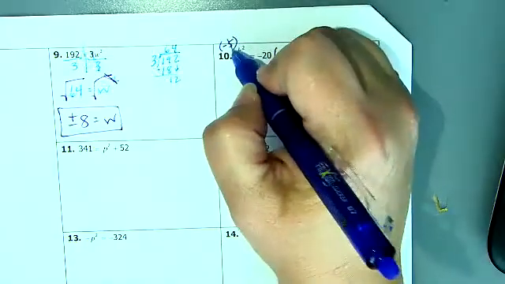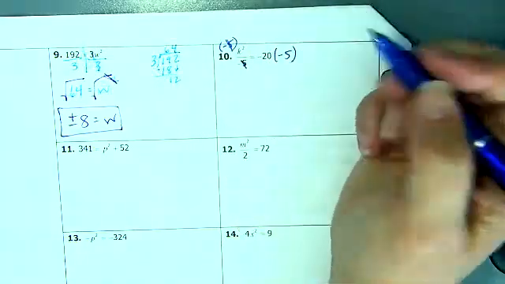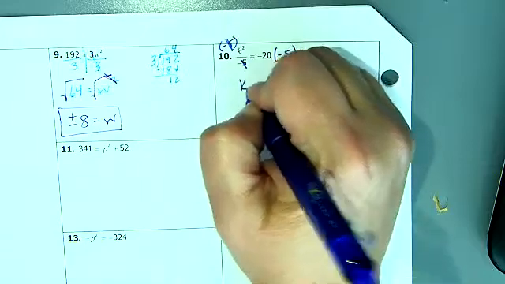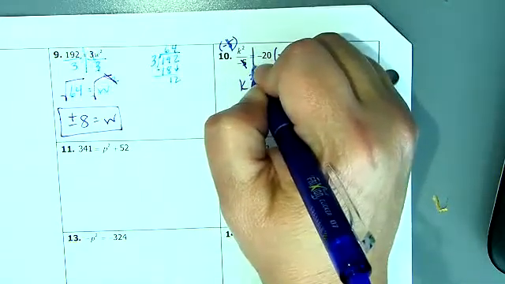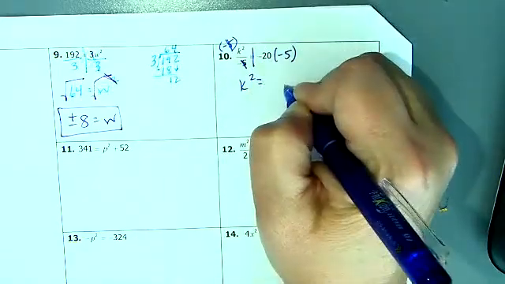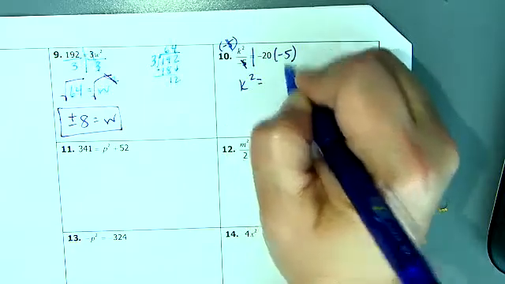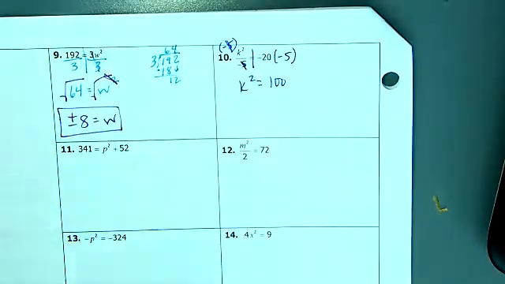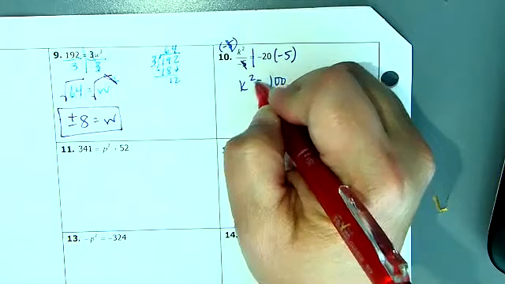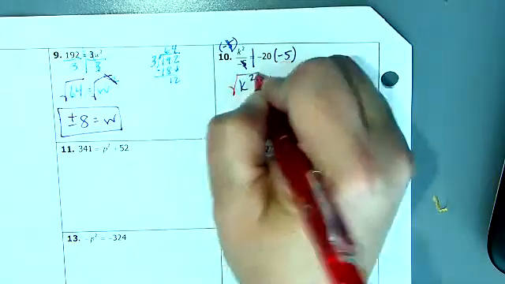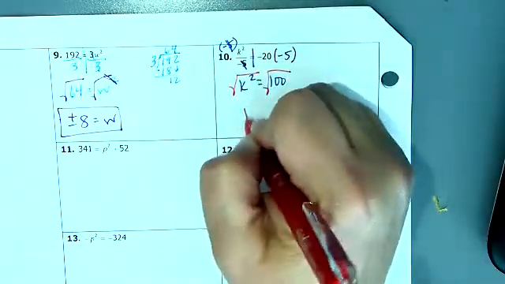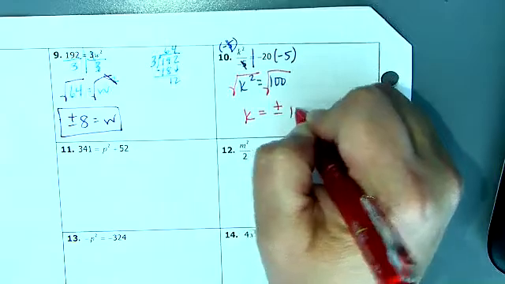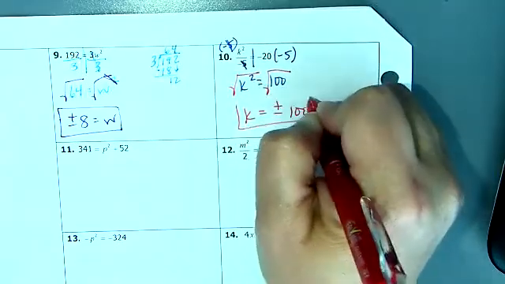When I do that, negative 5 divided by negative 5 equals 1, and I'm left with k squared equals negative, that's a positive 100. To cancel the k squared, I take the square root of each side and I end up with k equals positive or negative 100.